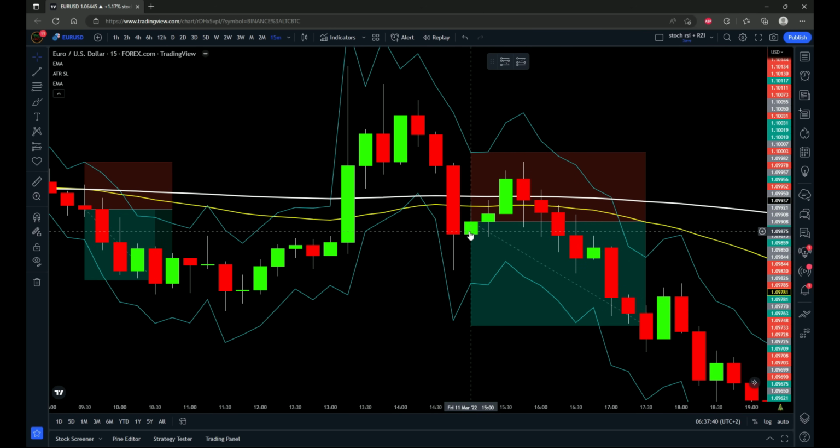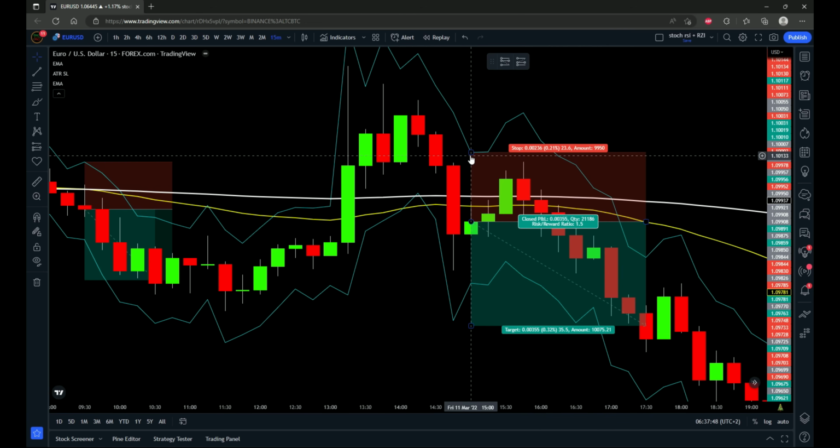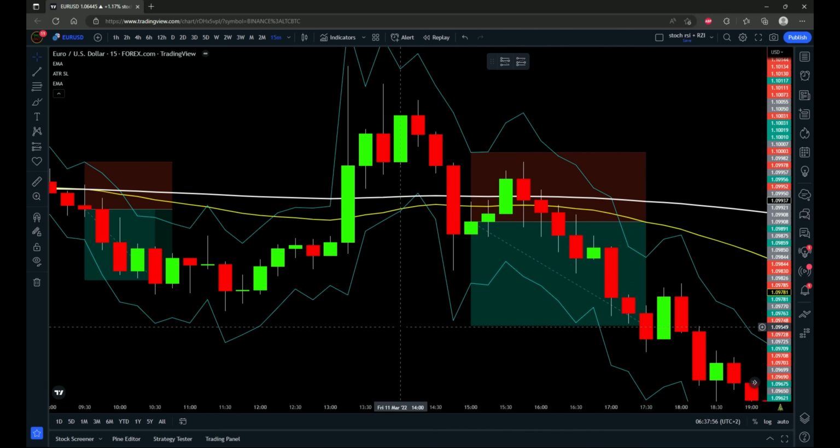Next, we have another one where we see price push below the 200 EMA, then pull back and wick through the 50 period exponential moving average. Stop loss goes to the stop loss indicator, and then using a 1 to 1.5 risk to reward ratio, we see this trade setup play out as profitable.